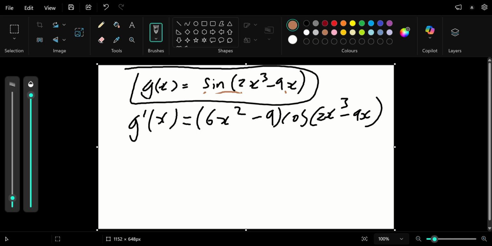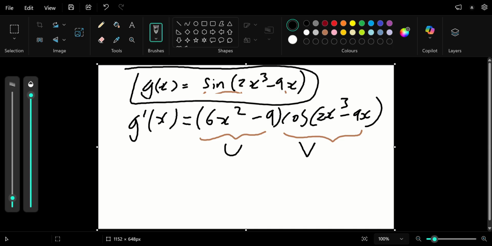Here we can see that we do have two components. We have this bracket and we have this trigonometric function. Let's call this u. Let's call this v. There we go, u and v. We can use the product rule here to differentiate further.